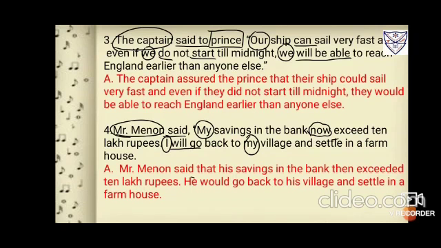Okay, now the fourth step is to go for the nearness, that is adverbs, and we have this nearness, that is "now," so you have to put a flower. So "now" changes to "then." Okay, so it sounds, Mr. Menon said that. Okay, my savings, so whose savings is it? His savings in the bank "now" changes to "then," "exceed" changes to "exceeded," then exceeded 10 lakh rupees. Now again this "I" is who? He. So he would go back to "my village" changes to "his village," and settle in a farmhouse. So it sounds, Mr. Menon said that his savings in the bank then exceeded 10 lakh rupees. He would go back to his village and settle in a farmhouse.